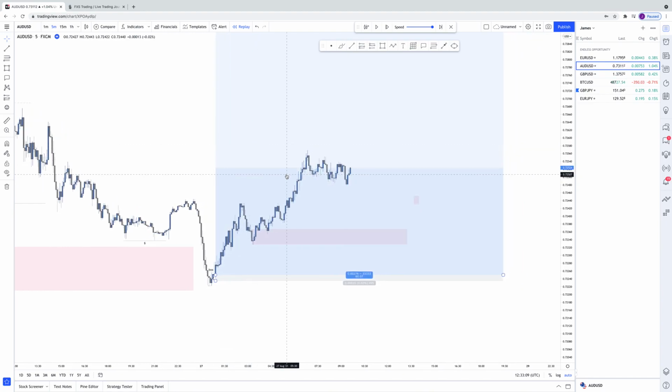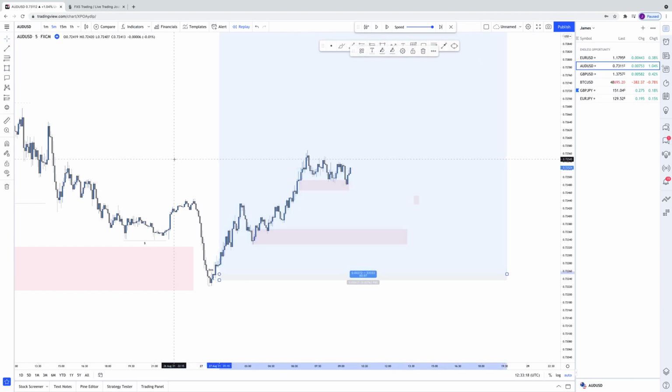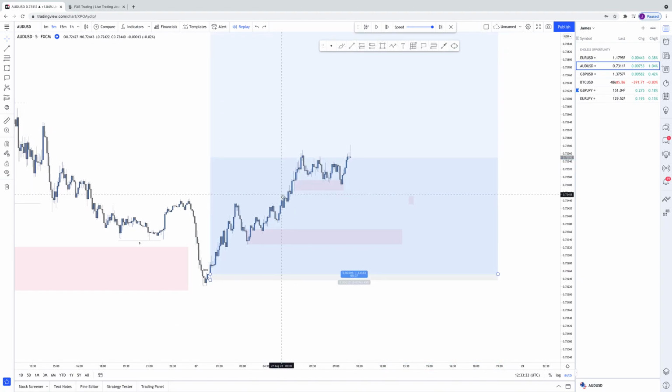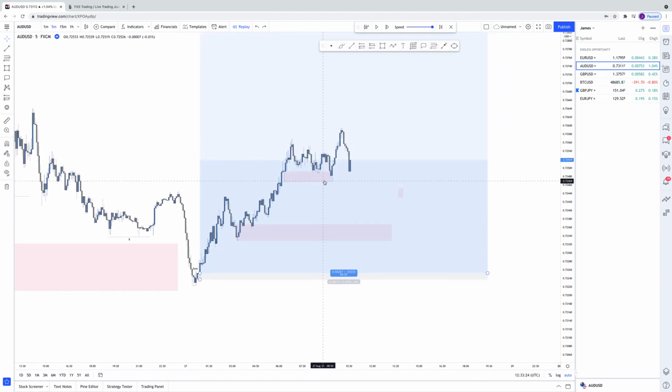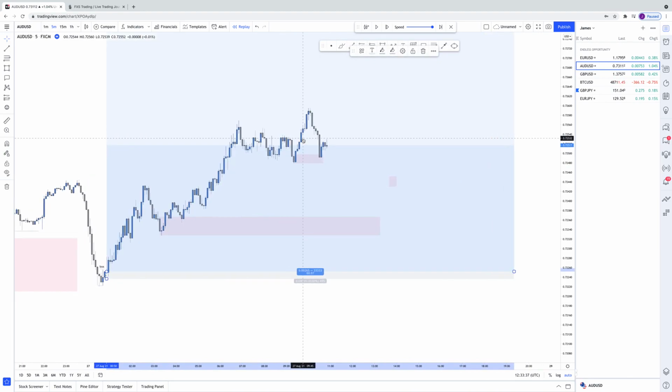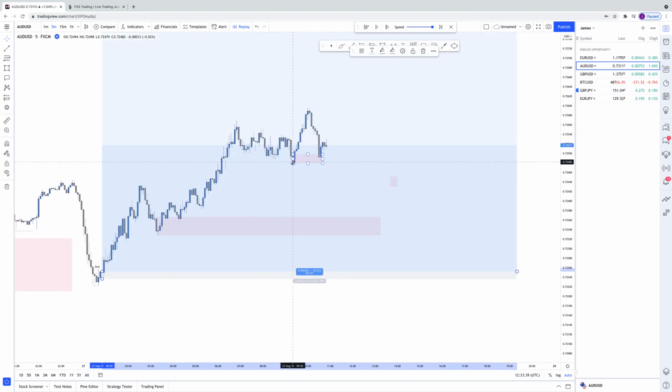One area I was looking at was this wick here. Although it isn't the cleanest, there's always something inside wicks. As we know, we respect that. We break structure, and we then come into this last candle here. So we break structure, and we have the valid order block here.